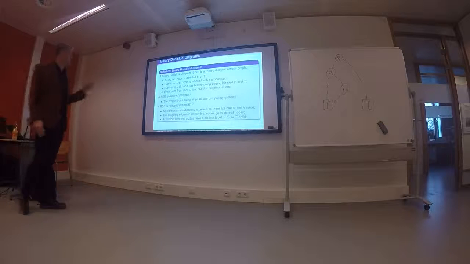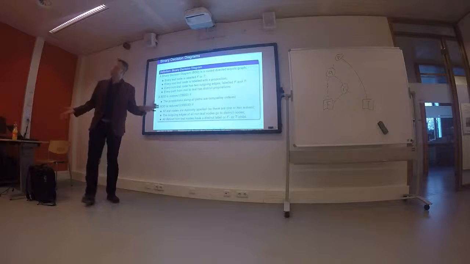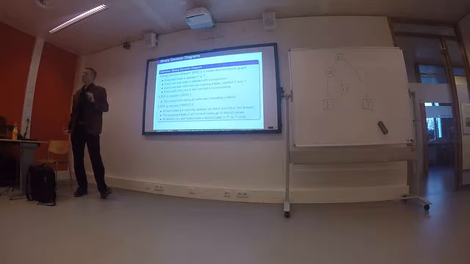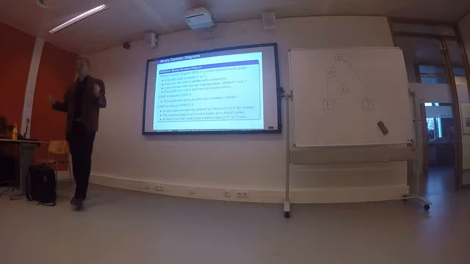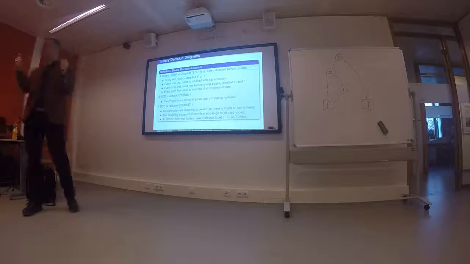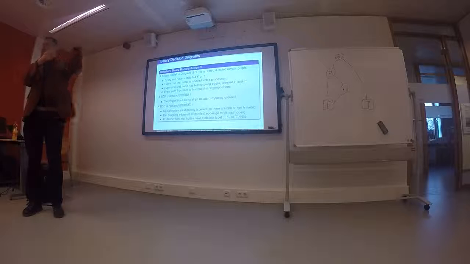So all leaf nodes are distinctly labeled. That means there are only 2 leaves because they're labeled true or false. The outgoing edges of all non-leaf nodes go to distinct nodes. So I can't have two non-leaf nodes that have the same false child and the same true child.